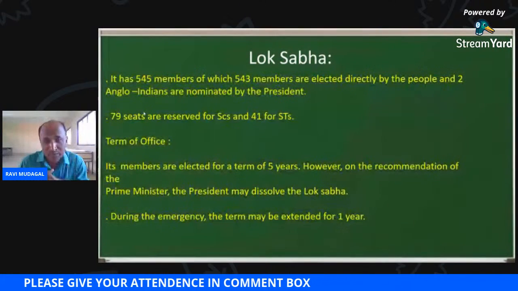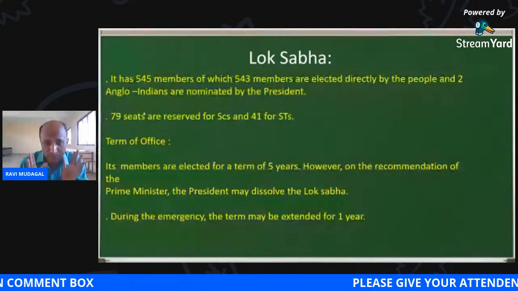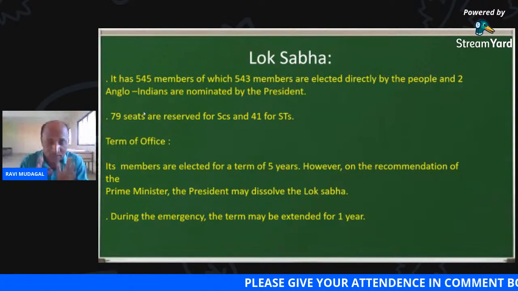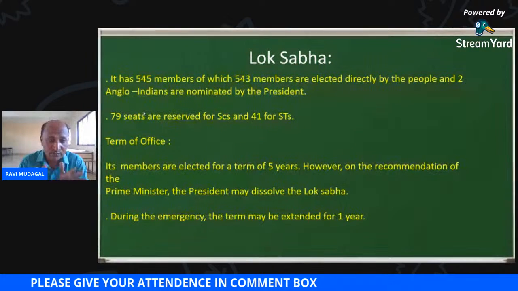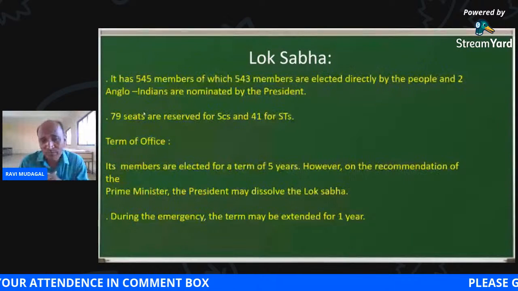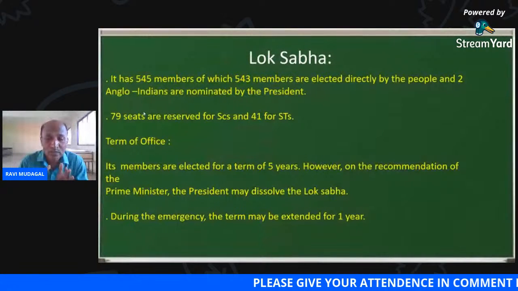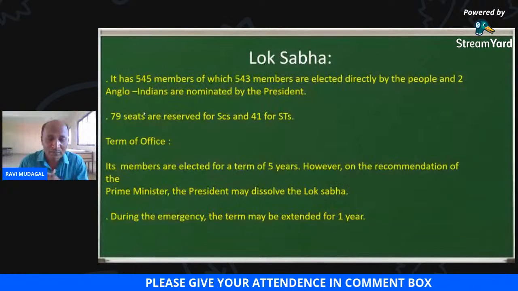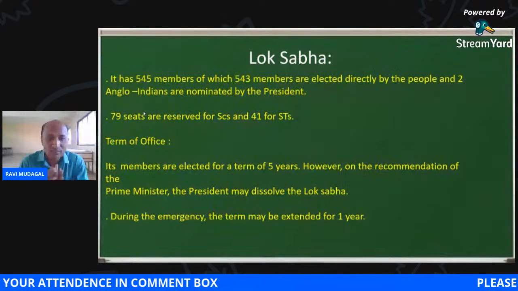543 members are elected directly by the people, 2 Anglo-Indians are nominated by the president, 79 seats are reserved for SCs, and 41 seats are reserved for STs. 79 plus 41. These are the reserved seats in our constitution. Accordingly, our country runs as usual.